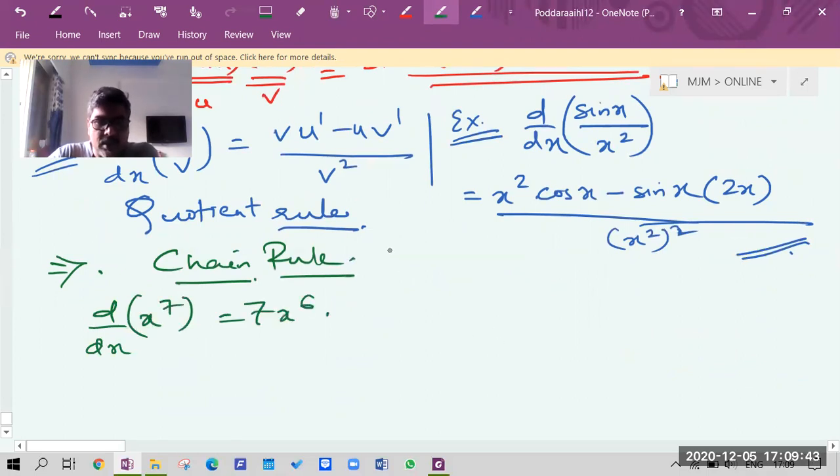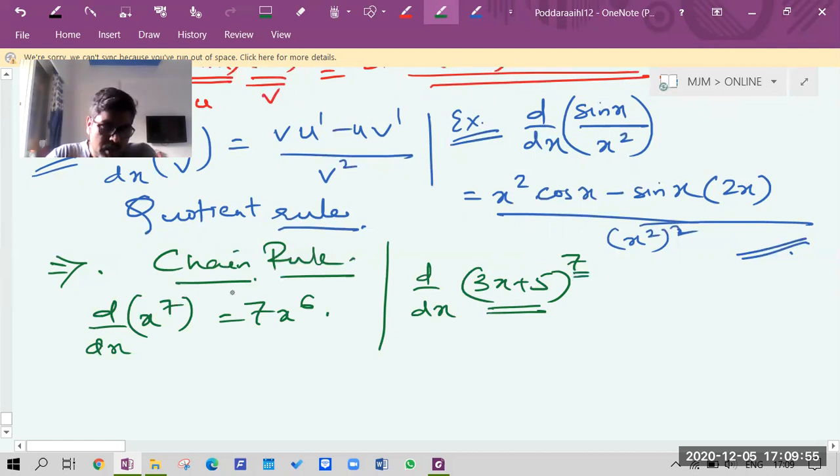Once again, what is the derivative of x raised to 7? 7x raised to 6. But if I ask you what is the derivative of (3x plus 5) raised to 7, again it is some bracket raised to 7. This was x raised to 7. So we treat this bracket as a variable, and we write it as 7 into bracket raised to 6, the same way as 7 into x raised to 6.